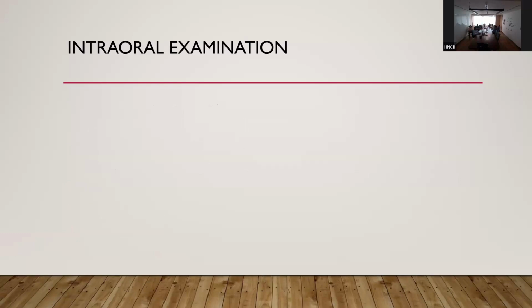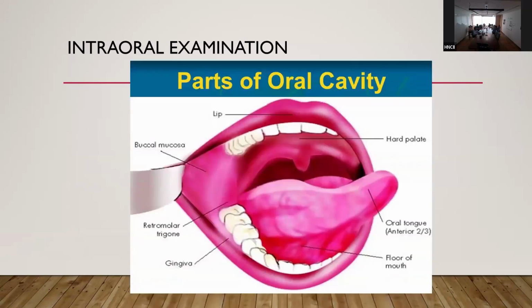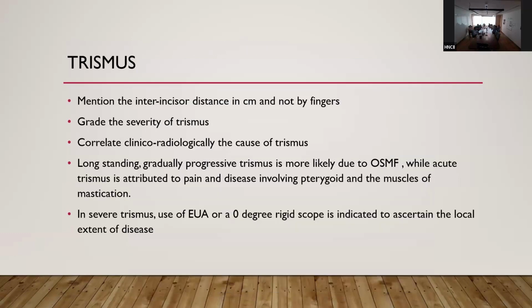So specifically coming to intraoral examination, the tumor can arise from these seven subsites of the oral cavity: lip, hard palate, buccal mucosa, retromolar trigone, the gingiva and lower alveolus, oral tongue, and the floor of mouth. Before we do the intraoral examination, we have to see the mouth opening. So trismus: always mention the inter-incisor distance in centimeters and not by fingers. Grade the severity of trismus. Correlate clinico-radiologically the cause of trismus.